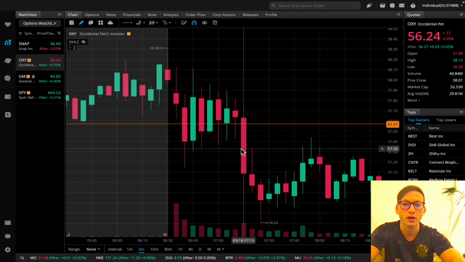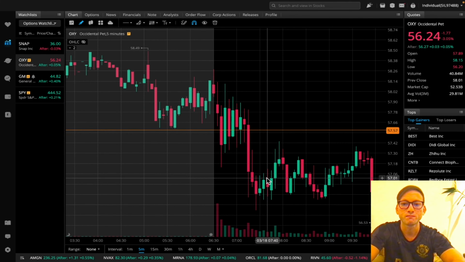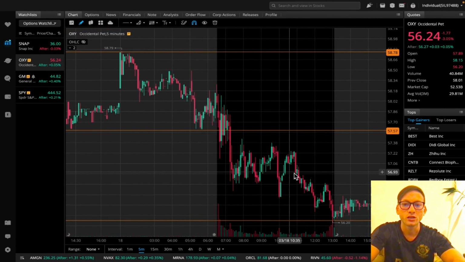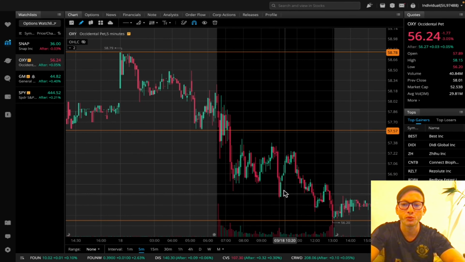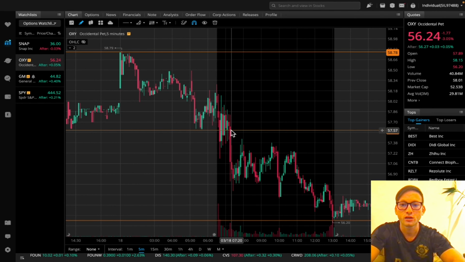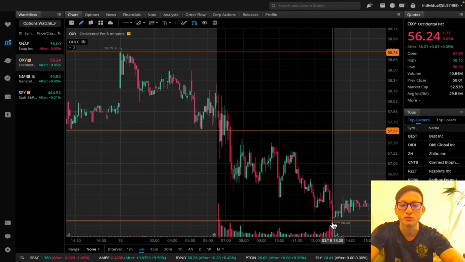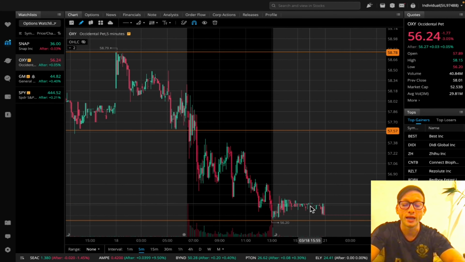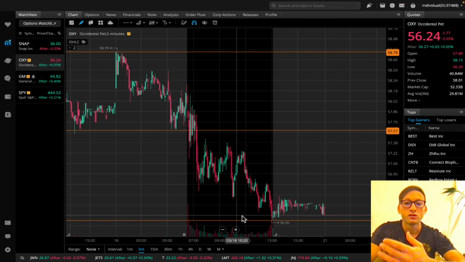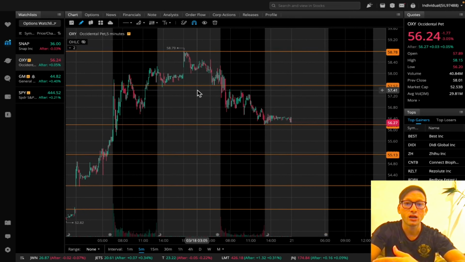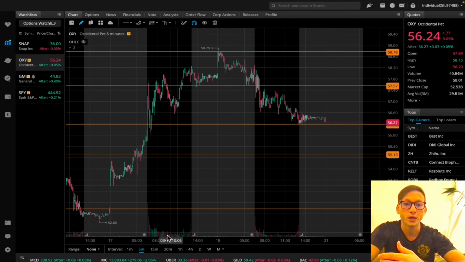Where it started about. It went down. Here we go. Continued dropping. It's got some supports in the middle, but overall the trend went from this level to this level, right? Where it held, and now that's where we're at today. So this just gives us an idea of how we want to trade the stock, right?